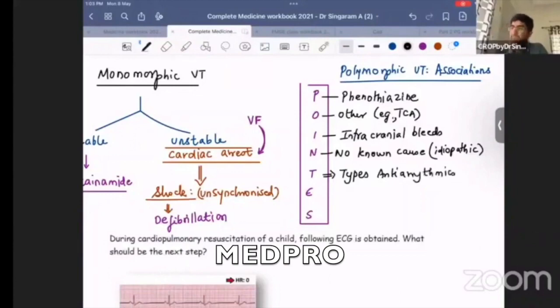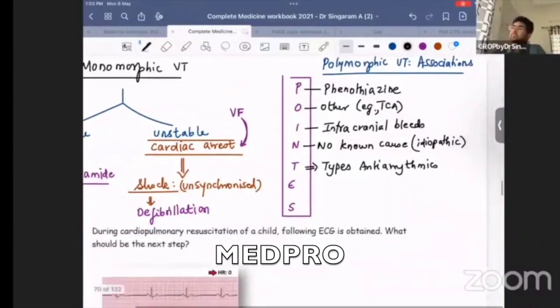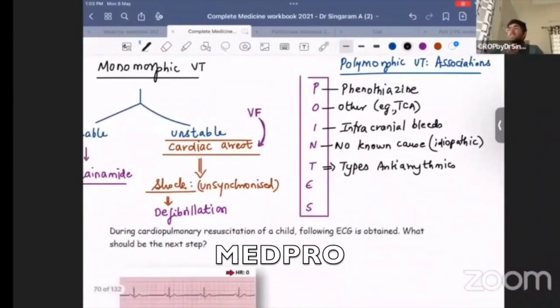Any of you know which antiarrhythmics predispose to this condition? See, there are many groups of antiarrhythmics which I'm sure you must have heard about. Type 1, type 2, type 3, and in type 1 itself we have 1A, 1B, 1C, and all.